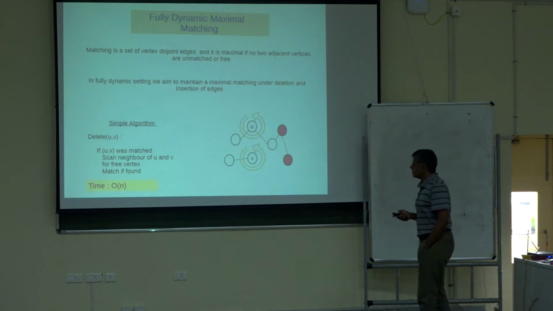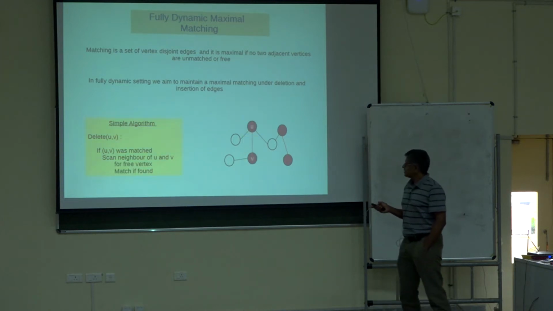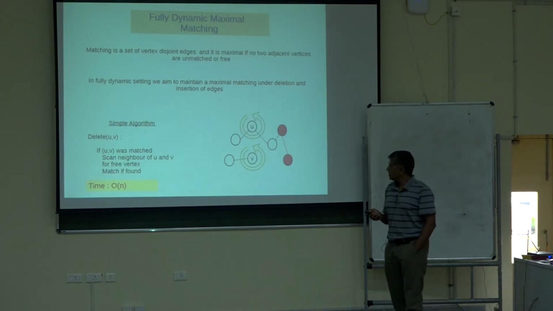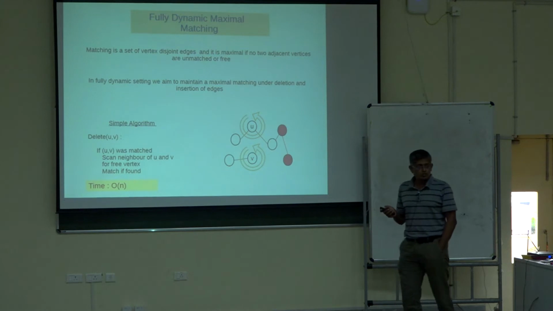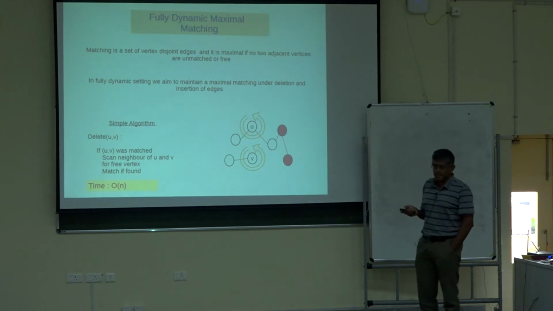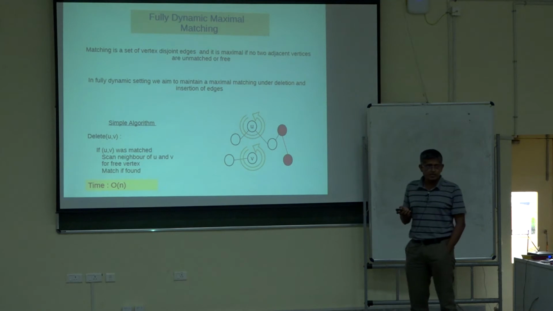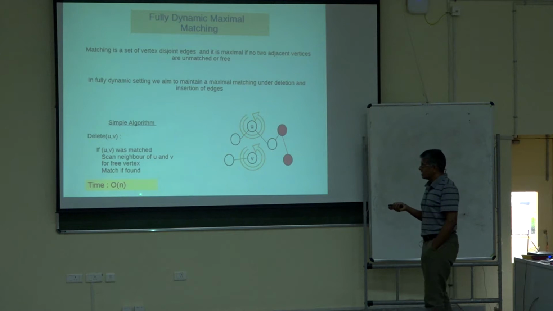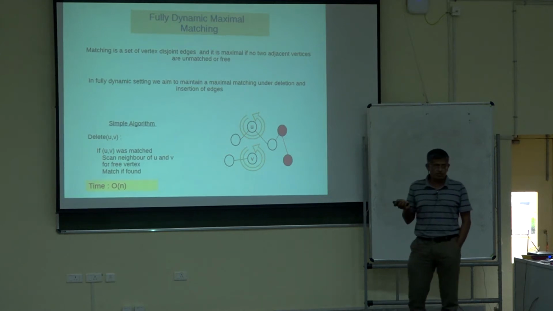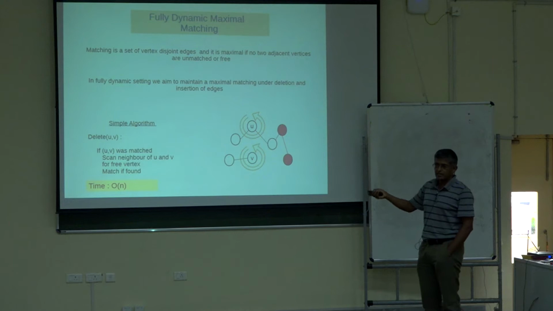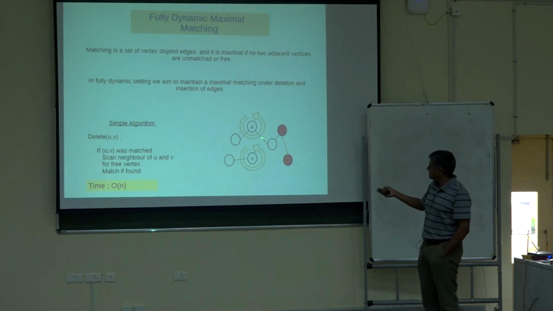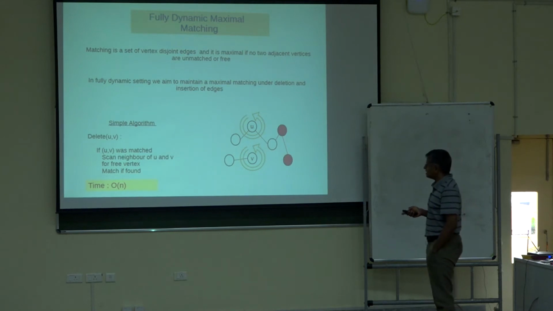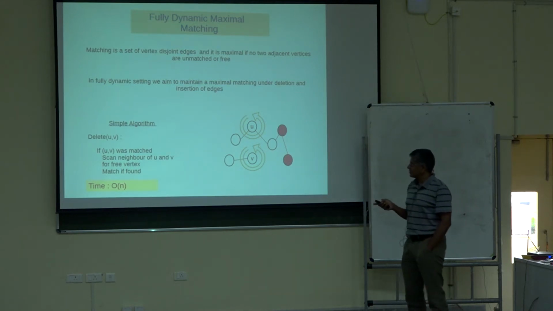The challenge comes when you have to do a delete. This was the edge that was there in the matching, and now it's deleted. Now you need to figure out whether there is a way to match both u and v to somebody else. Obviously this can potentially take as much time as the degree of the vertices u and v, and we have nothing better than an order n estimate. We have not used any information about the degree or about where we search for the replacement edges, which would match u and v once the edge uv is deleted from the matching.